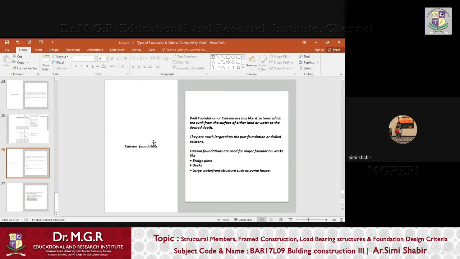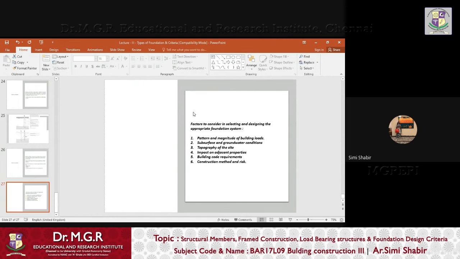Okay, so this is a basic overview of the foundation. Now we are going to look at the details, design, construction, and reinforcement of the different types of foundations. Okay, so with this we come to the end of this lecture.